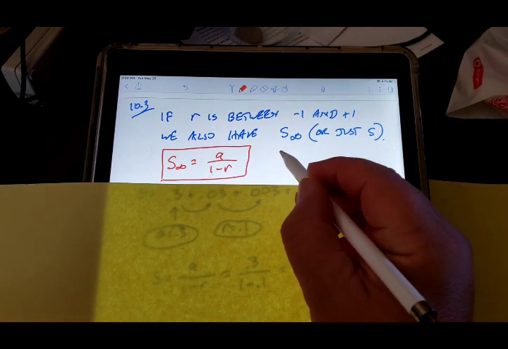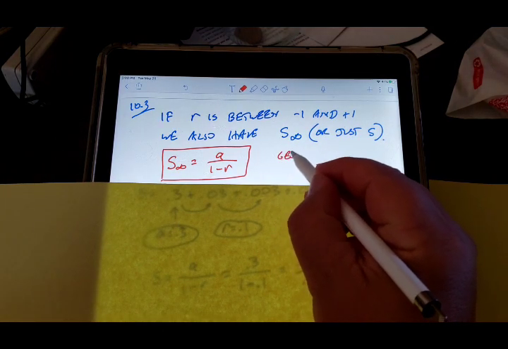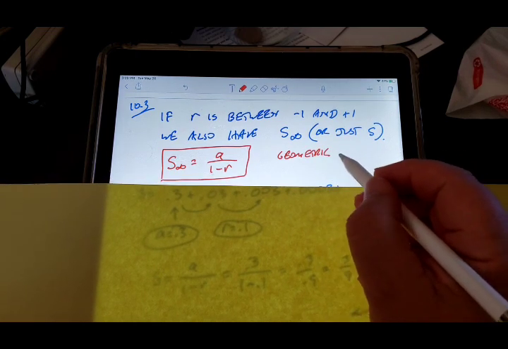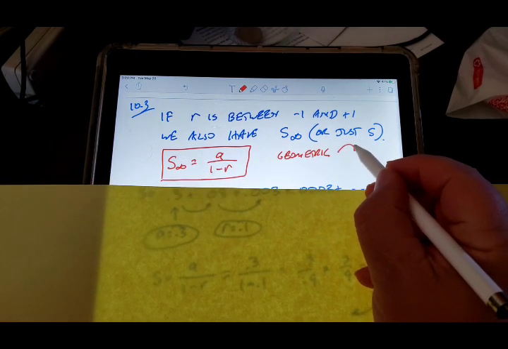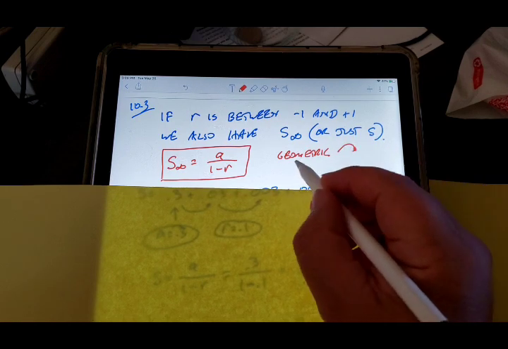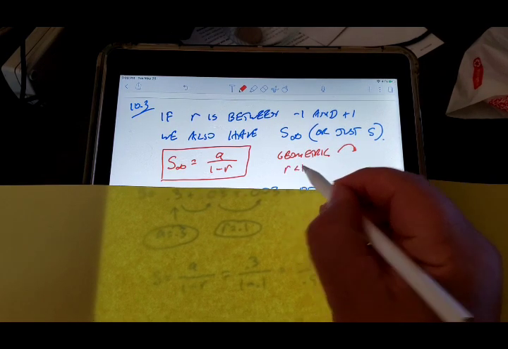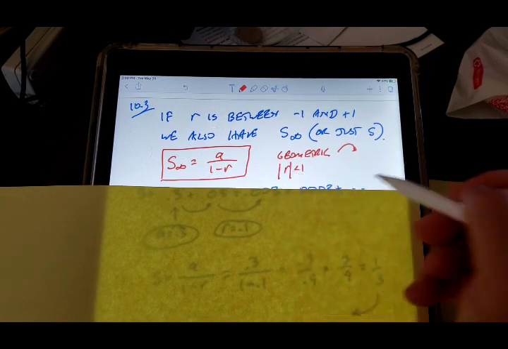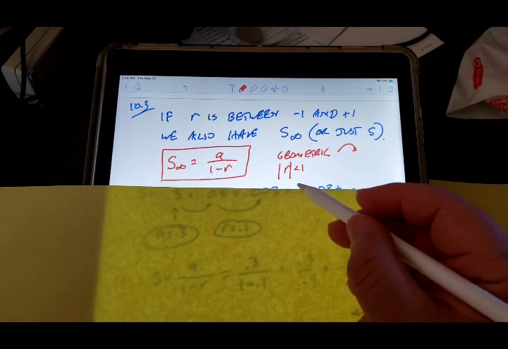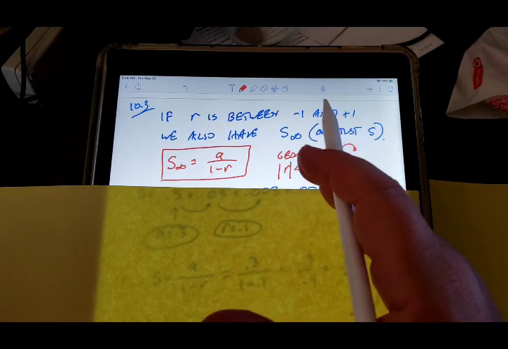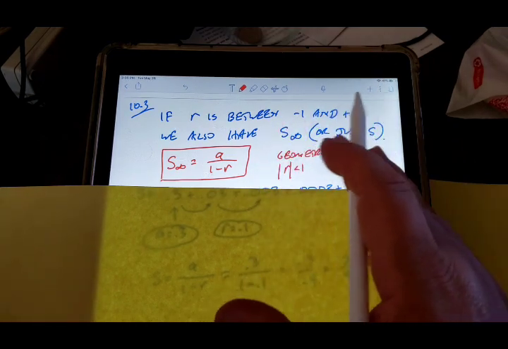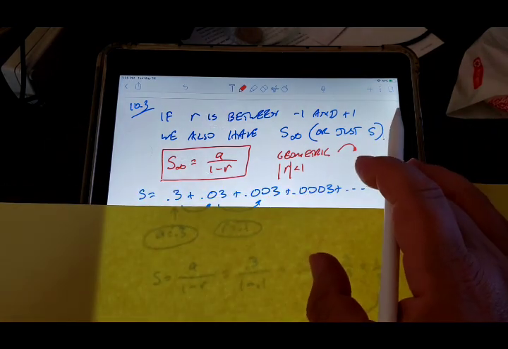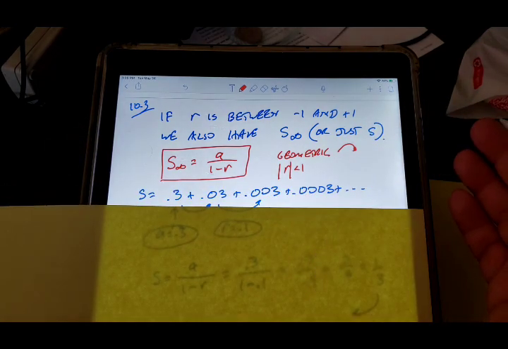The conditions are, it has to be geometric, meaning the list has to be based on multiplying to go from one term to the next. R has to be less than 1. Well, actually, we say the absolute value of R has to be less than 1 to be technically correct, but R has to be less. It can be positive or it can be negative, but R has to be between -1 and 1. And then we can add an infinite number of terms.